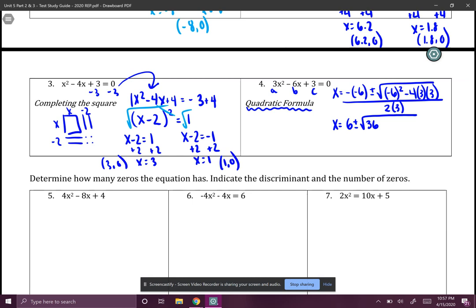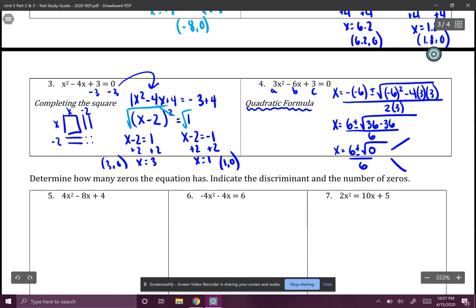4 times 3 times 3. 4 times 3 is 12. 12 times 3 is 36, so we're subtracting 36. Divided by 2 times 3, which is 6. Keep simplifying. We have x equals 6 plus or minus 36 minus 36 gives us 0, divided by 6.